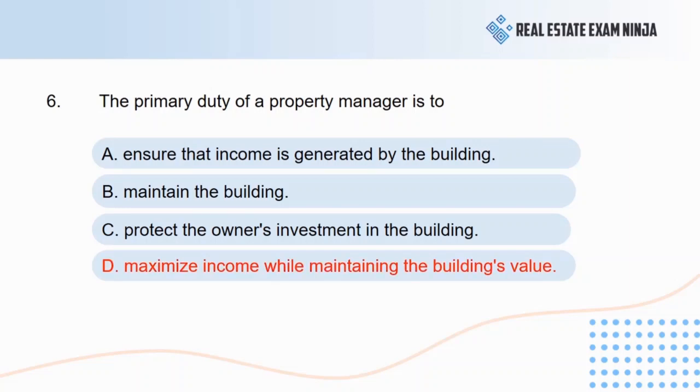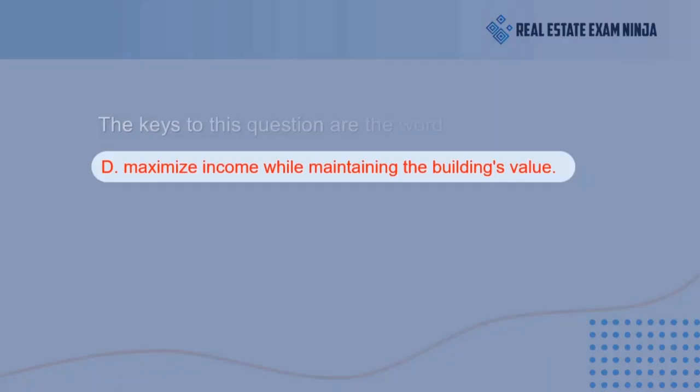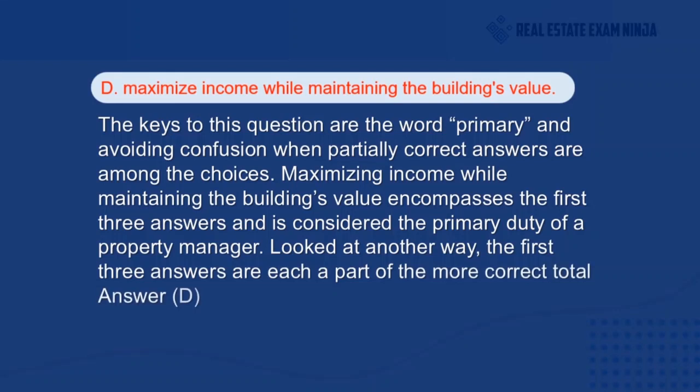The correct answer is D. The keys to this question are the word primary and avoiding confusion when partially correct answers are among the choices. Maximizing income while maintaining the building's value encompasses the first three answers and is considered the primary duty of a property manager. Looked at another way, the first three answers are each a part of the more correct total answer, D.